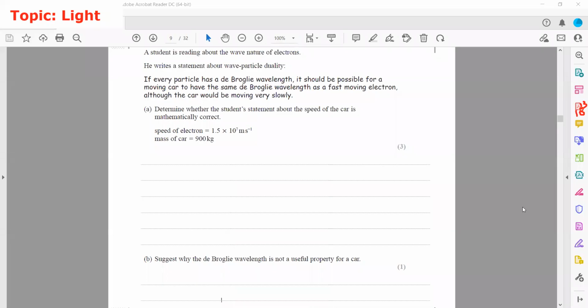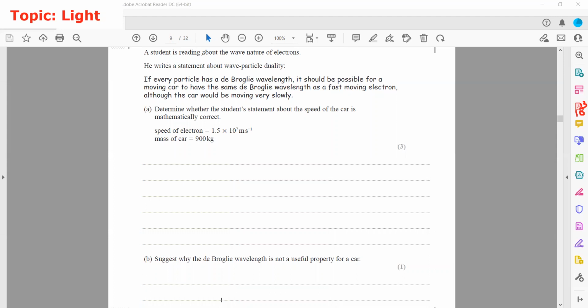This question is related to the topic of light. In this question, a student is reading about the wave nature of the electron. Wave-particle duality means that a particle can behave like a wave, and a wave can behave like a particle. Remember, this is for microscopic particles; a very small particle like an electron can behave like a wave.